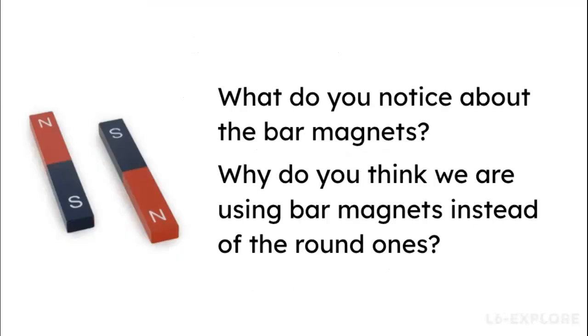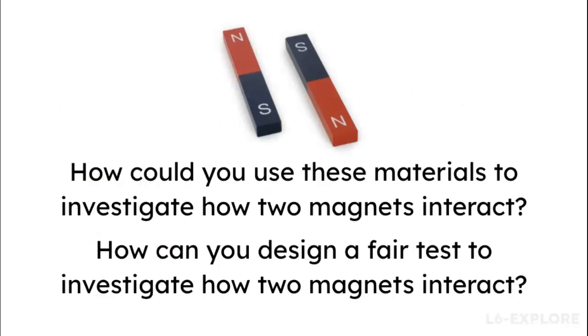For the Explore portion, you'll show students the bar magnets and tell them that they'll be using them in an investigation. You'll ask what they notice about the magnets and why they think they'll be using bar magnets instead of the round magnets. You'll put students into groups of 3 or 4 and provide each group with 2 bar magnets. In their groups, you'll have them discuss to answer the provided questions about creating a fair test.